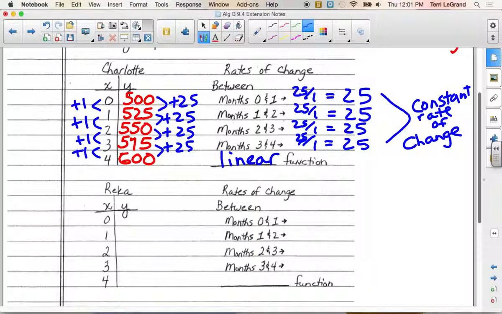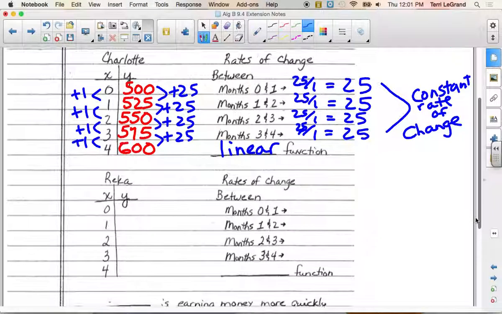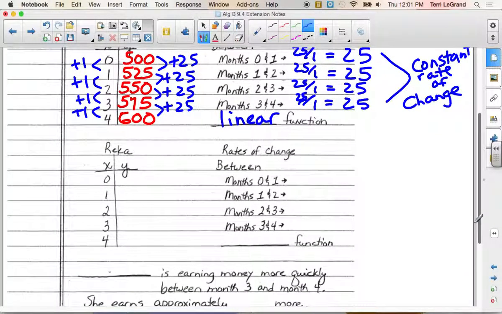Okay, so there's Charlotte's. Let's do Rika now. How much did Rika start with? $500. Okay, so $500 for Rika. What happens with Rika? Investment grows by 5% of the previous month's amount. Oh, investment grows by 5% of previous month's investment.